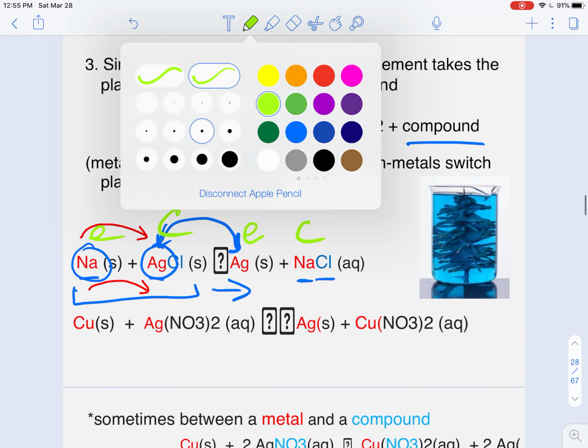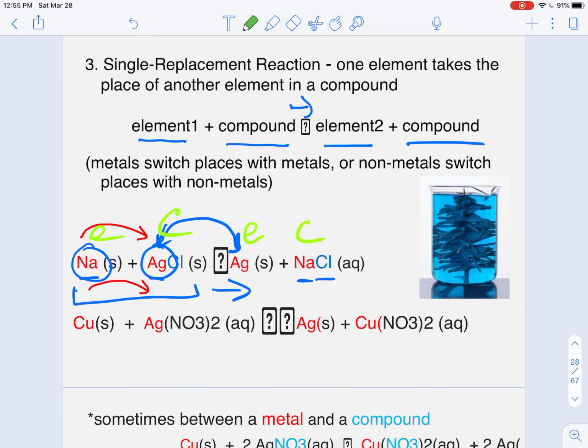Next example, we have copper and sodium nitrate, and because these are the 2 that are the positives, they will be the ones switching places. So on the other side of the chemical equation, we see now that silver is by itself and we have to join copper with nitrate.